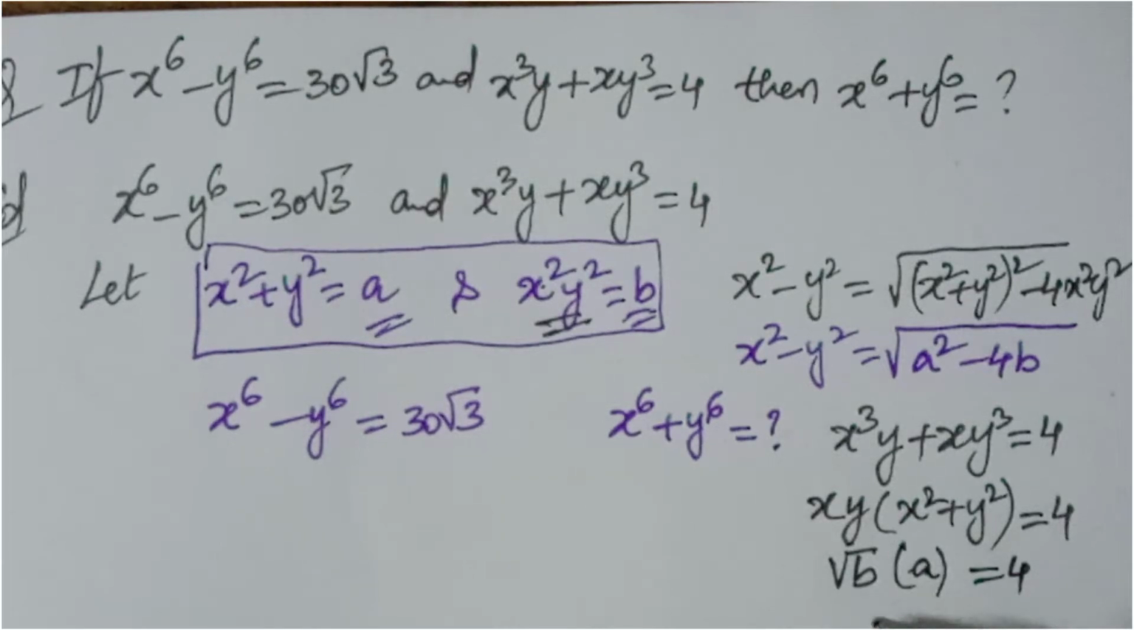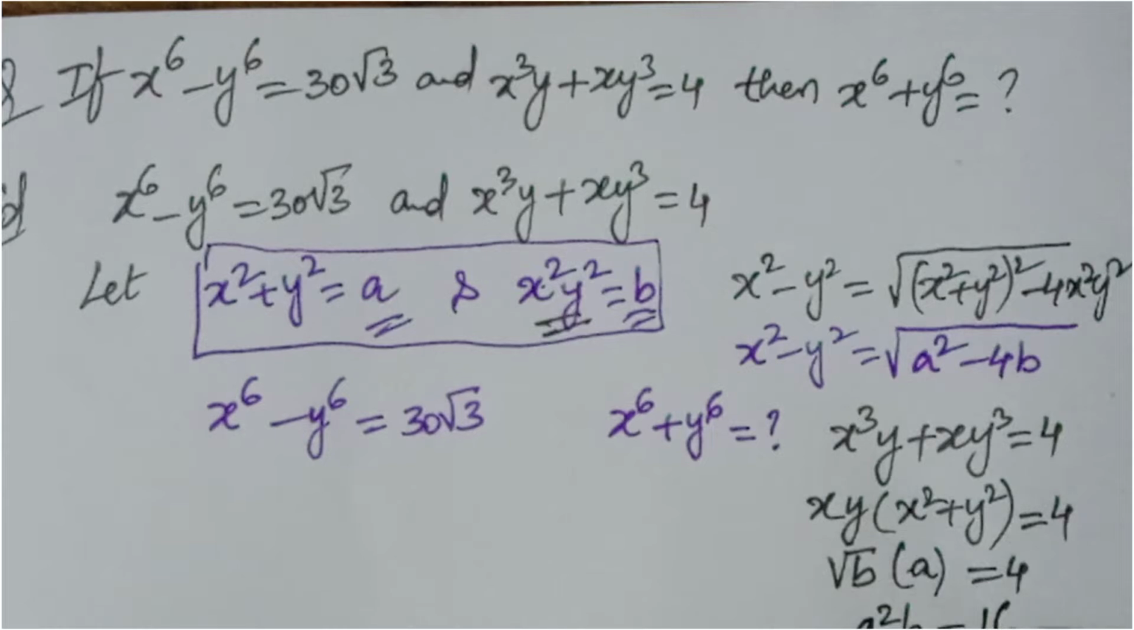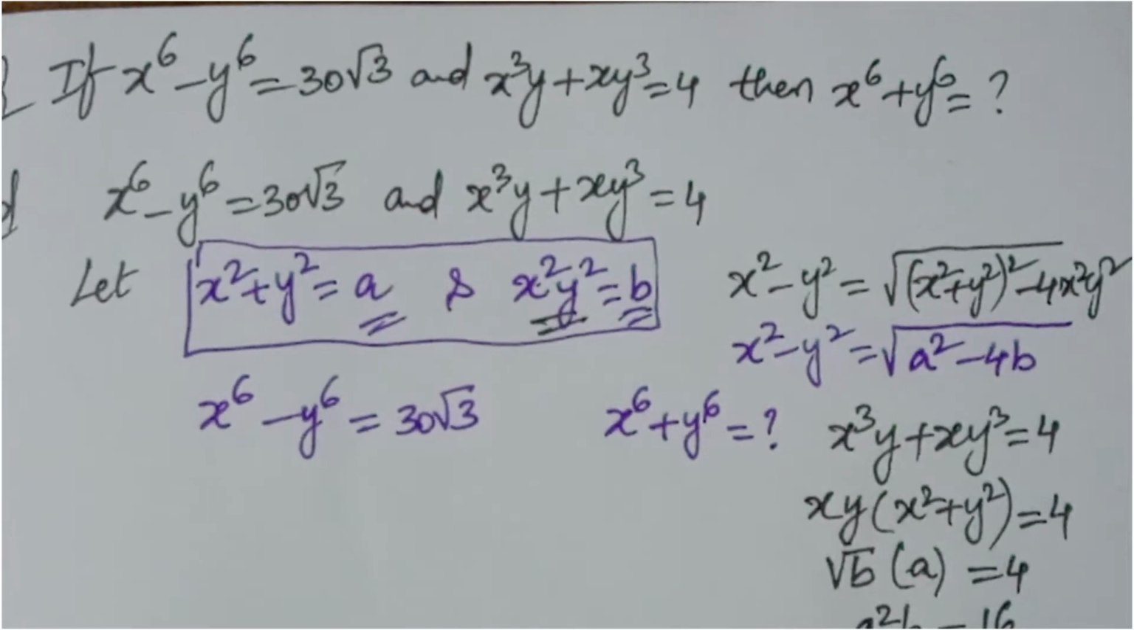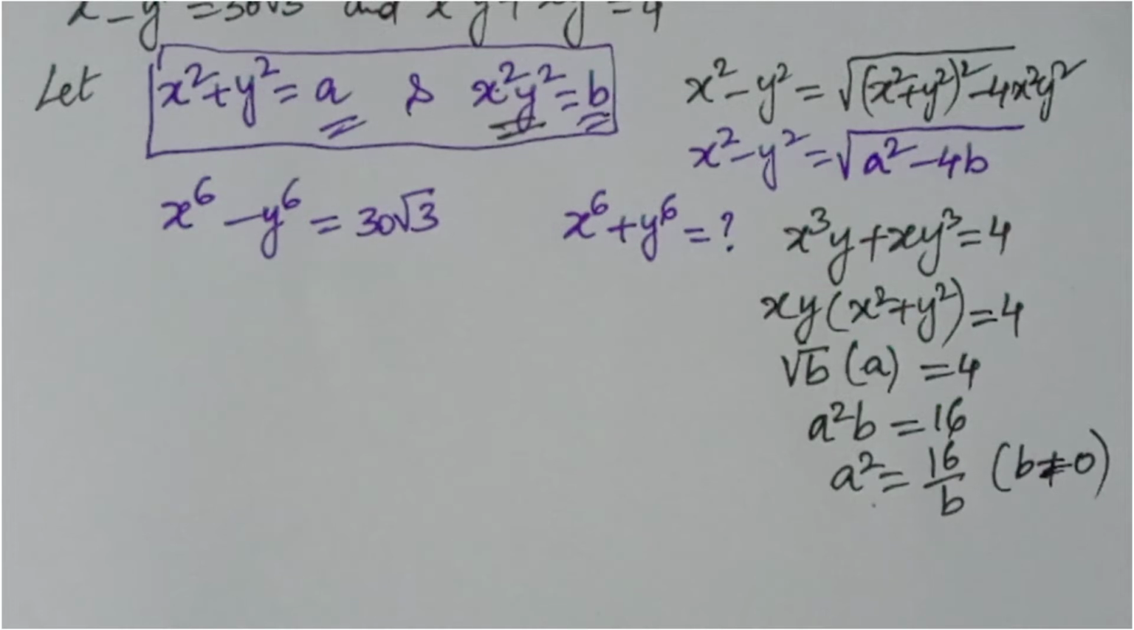Now squaring on both sides, a square b is equal to 16. So a square is equal to 16 by b. Here b is not equal to 0. So this is one condition you got.